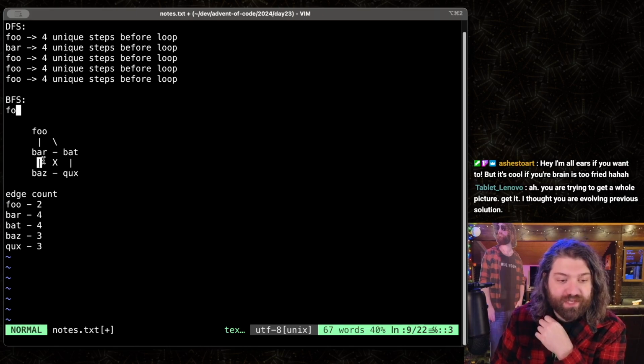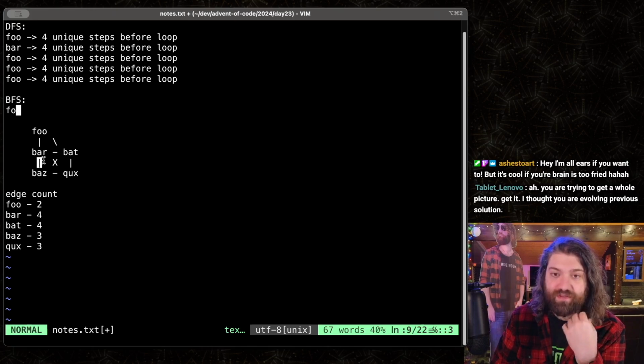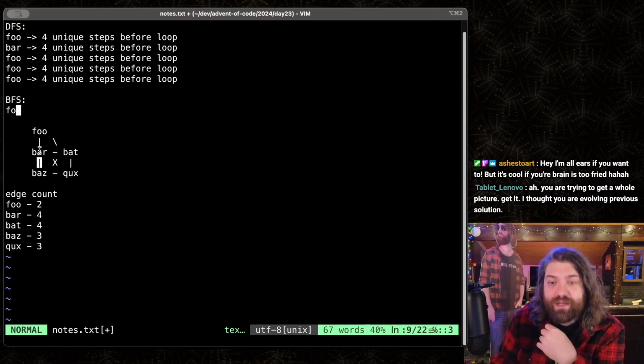Ah, you're trying to get a whole picture. Yeah, that's what I'm trying to do. I'm just trying to get a really, really simple sample. I'm not trying to match what the example is or anything like that. This is literally its own solution, or its own description of the problem.